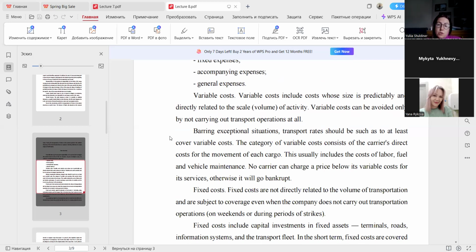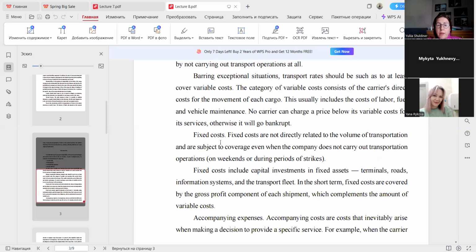Barring exceptional situations, transport rates should be such as to at least cover variable costs. The category of variable cost consists of the carrier's direct cost for the movement of each cargo. This usually includes the cost of labor, fuel, and vehicle maintenance. No carrier can set a price below its variable cost for its services, otherwise it will go bankrupt.